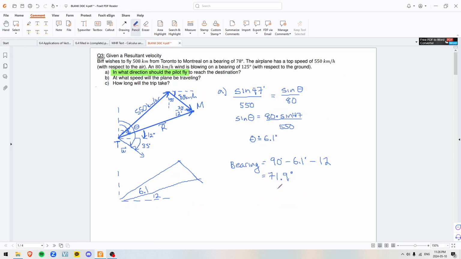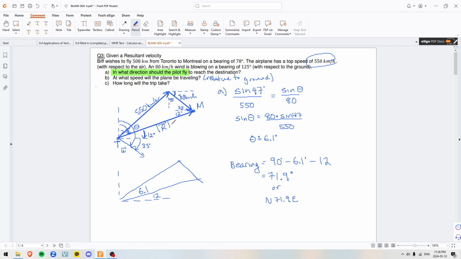Great. So in what direction should the pilot fly to reach the destination? You could say a bearing of 71.9 degrees, or you can say north 71.9 east. Either one is okay. Okay, so at what speed will the plane be traveling? Careful, this is actually relative to the ground. Why do I say that? We already know what the airplane can travel at. However, the question is asking, how fast is the airplane traveling from here to here?